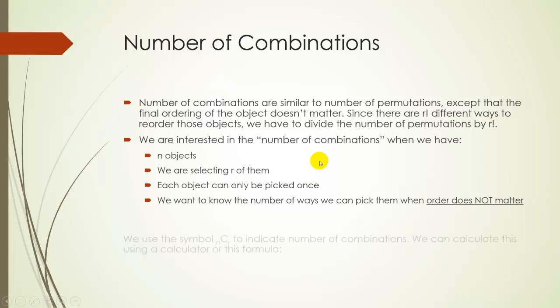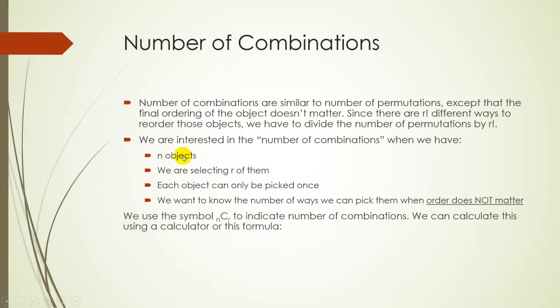So if we're interested in number of combinations, we have n objects and we're selecting r of them. Again, each person can only be picked once, but this time order doesn't matter. We can use the symbol nCr to indicate the number of combinations, and that gives us this formula. We see our permutations, n factorial divided by n minus r factorial, but we also have to divide by r factorial to indicate that the order of those r people doesn't matter.